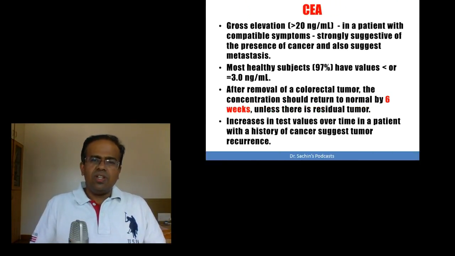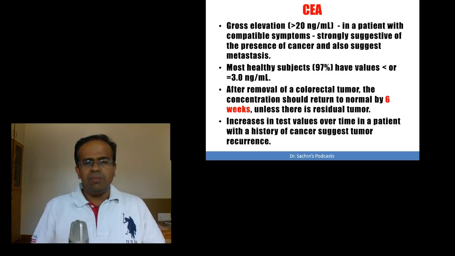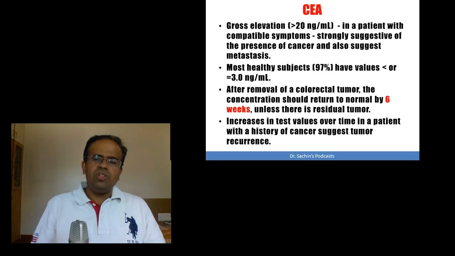We have to note that gross elevation, that is values above 20, in a patient with compatible symptoms is strongly suggestive of the presence of the cancer and also suggests metastasis. So value above 20 is the red signal in a compatible setting and may also suggest metastatic disease. Most of the healthy subjects have values less than or equal to 3 nanogram per ml. After removal of the colorectal tumor, the concentration should return to normal by 6 weeks unless there is residual tumor. So persistence of CEA levels beyond 6 weeks suggests a possibility of a residual tumor.